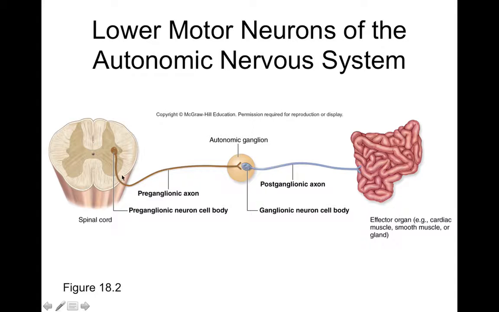So what's this neuron here? This one's a preganglionic neuron. And then it synapses with a postganglionic neuron, right? But where's the cell body of our preganglionic neuron?